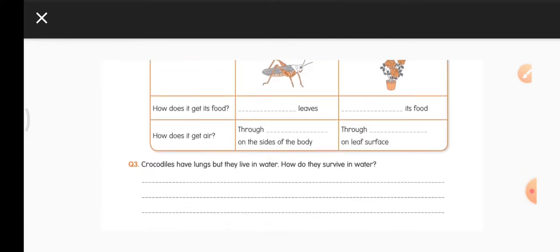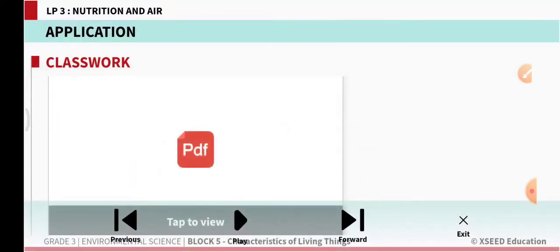Now for the third question, Nana, crocodiles have lungs but they live in water. How do they survive in water, right? Crocodiles are such a kind of animals that when they are under the water, they use their nostrils to breathe. When they are on the land, they open their mouth. Most of the time their mouth is open, they take in a lot of air, right? So let's move to the next.